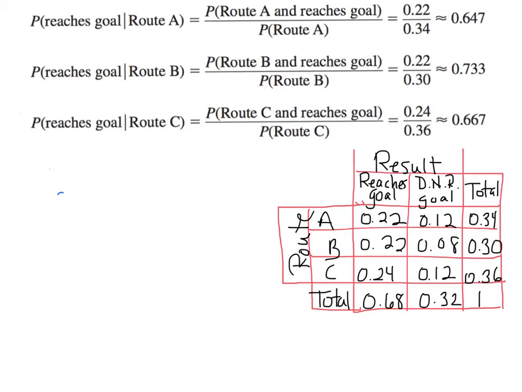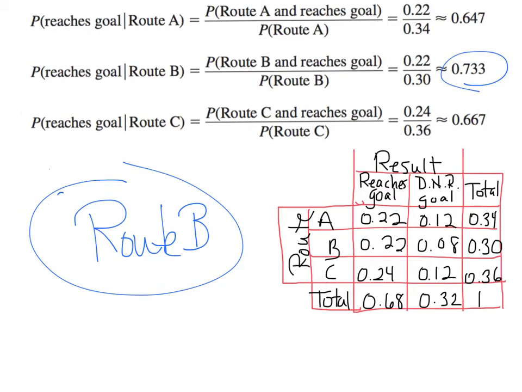So here's how you do it. You take 0.22, he reached his goal, 0.22, 0.24, these are all these, and you divide them by their row. So divided by 0.34, divided by 0.3, divided by 0.36. These are the percents. So which path should he take? He should choose route B. It gives him the highest percent at about 73%.